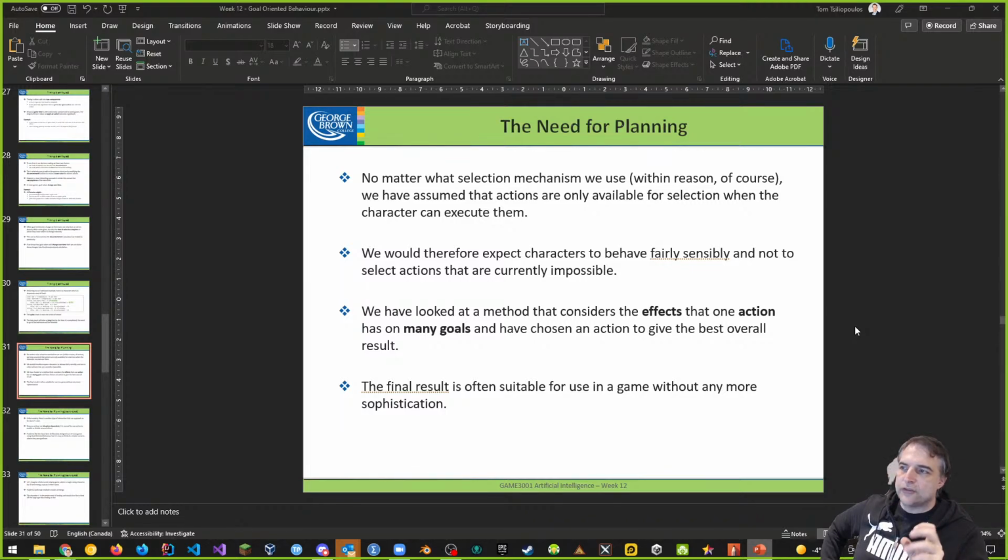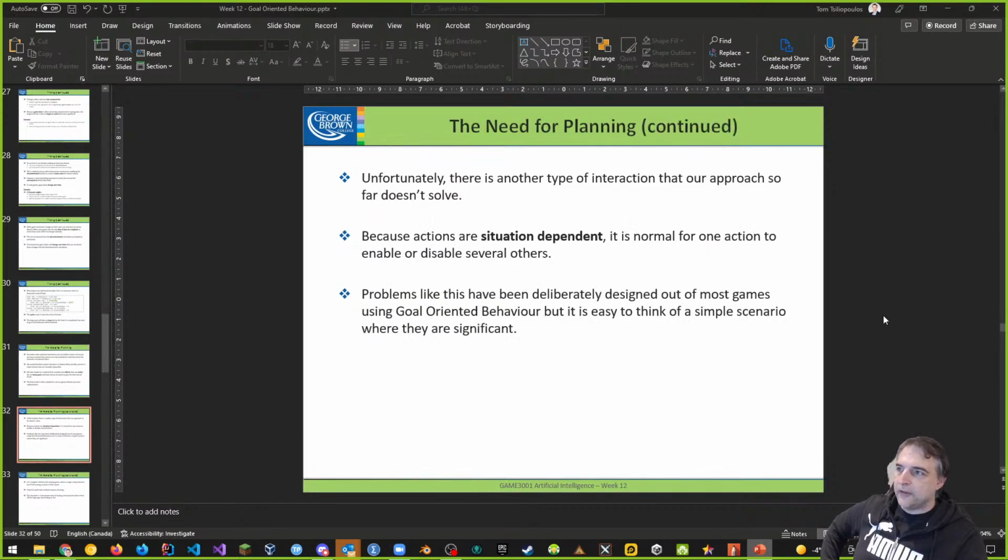we have assumed that actions are only available for selection when the character can execute them. And that depends on, it's kind of like scenario specific, right? So some actions aren't going to be available depending on the context of the game, okay? And we've looked at a method that considers the effects that one action can have on many goals. So again, eating has an effect both on the eating insistence and the bathroom insistence, as a good example. And the final result is often suitable for use in a game without any more sophistication. You can actually get really good just with the stuff we've talked about already. But there's other types of interactions that our approach doesn't solve so far.